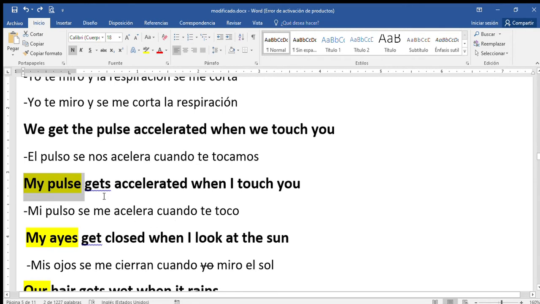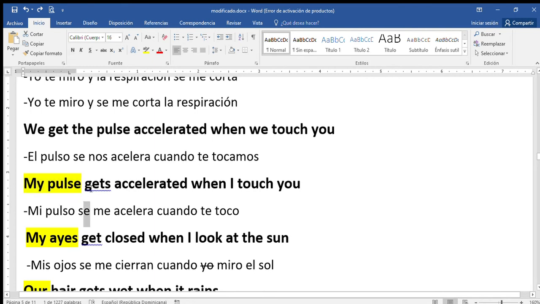So my pulse gets accelerated when I touch you. This one was for we, and this one now is for me. So now you say me, my pulse. You're talking about what? We're talking about my pulse. So we put mi pulso. What is the corresponding pronoun?